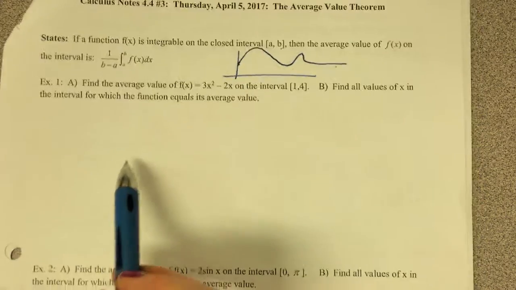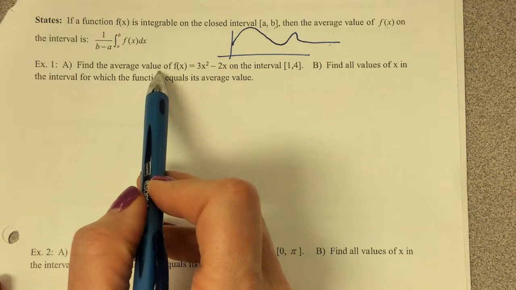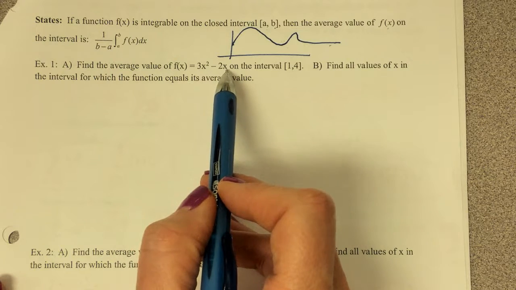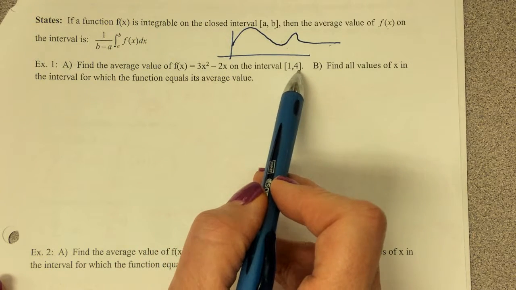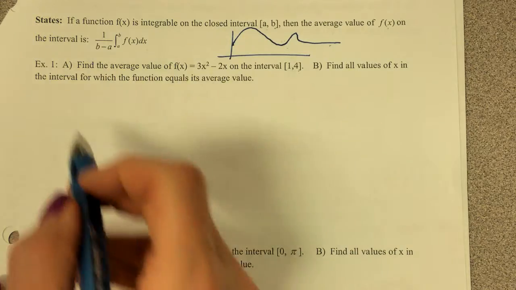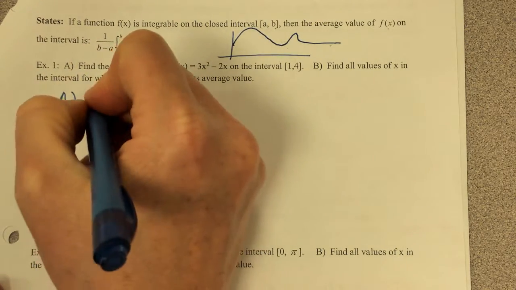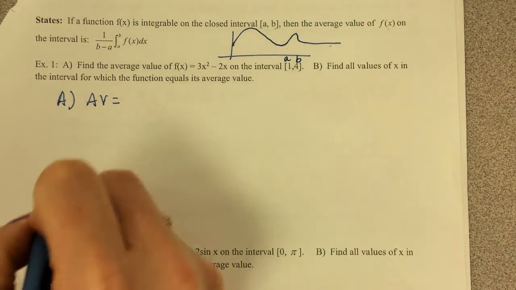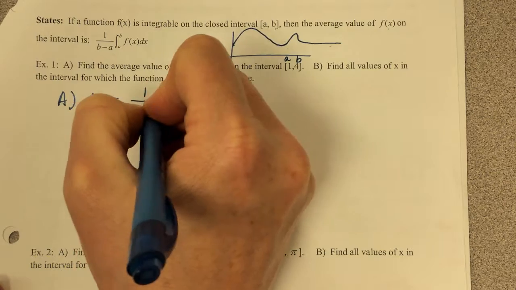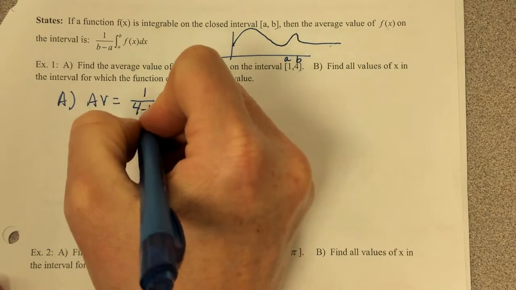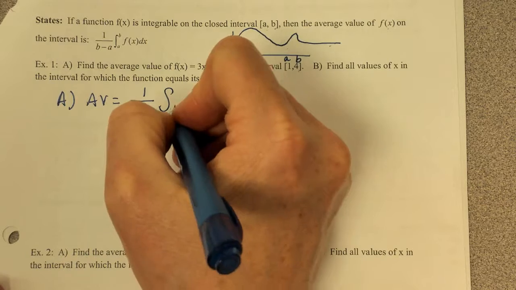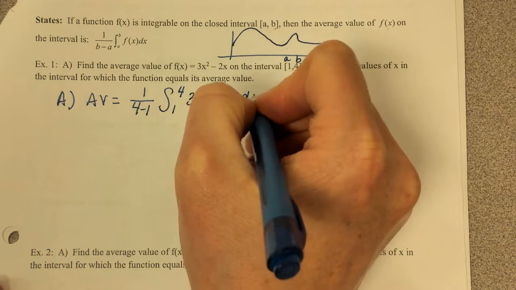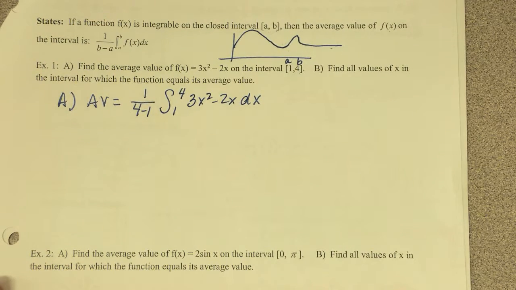Okay, so let's actually do it now. We want to find the average value of f of x equals 3x squared minus 2x on the interval from 1 to 4. Okay, so let's do that. We're going to say the average value is equal to, this would be a, this would be b. So we're going to do 1 over b minus a times the integral from a to b of our function. That's how we find the average value.